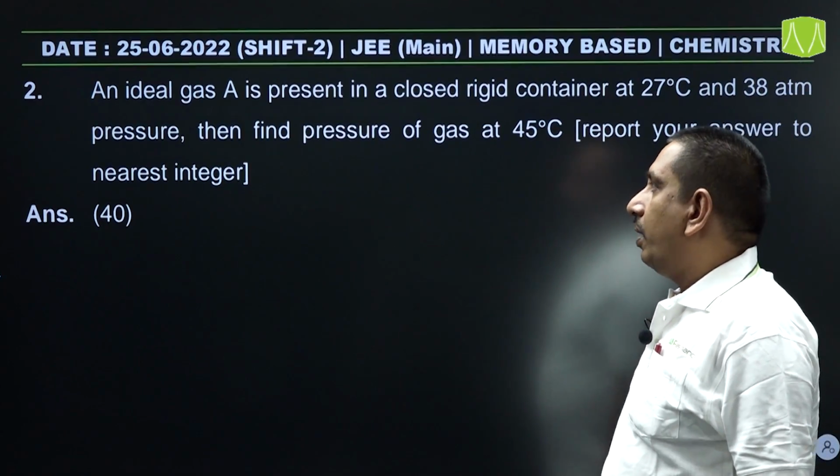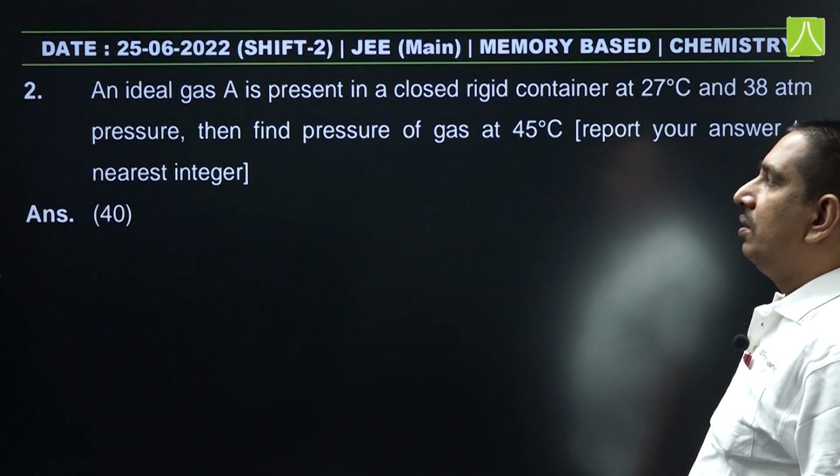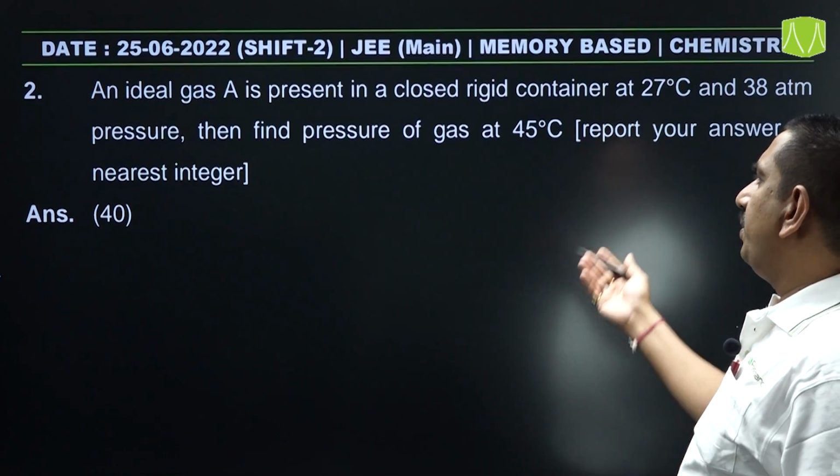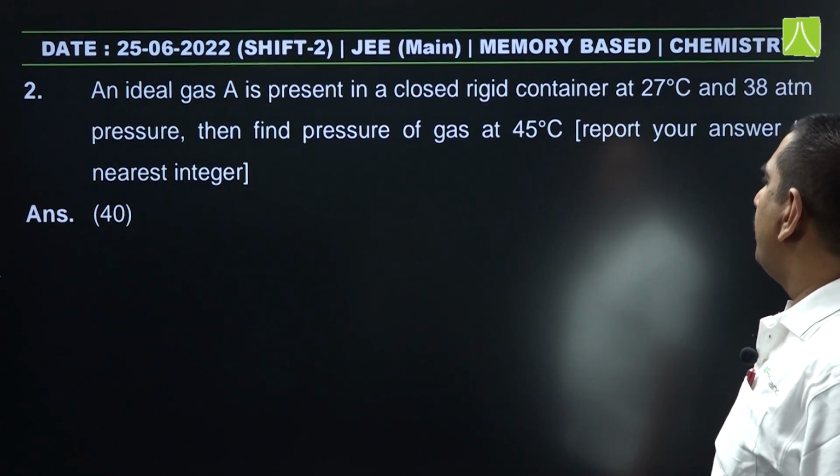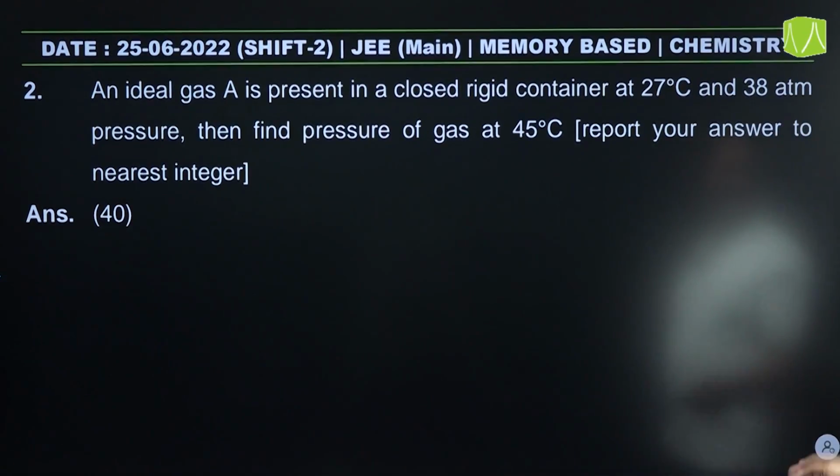Next question from gaseous state. An ideal gas A is present in a closed rigid container at 27 degrees Celsius and 38 atm pressure. Then find the pressure of the gas at 45 degrees Celsius and report your answer to nearest integer.